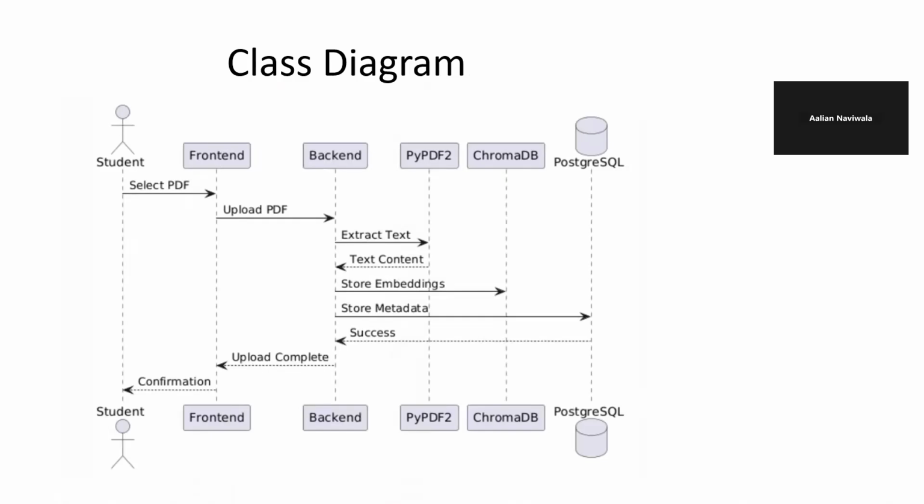Here we have the class diagram. The class diagram illustrates the main classes used in the application and the relationship between them. Examples include the user class, document class, quiz class, flashcard class, and AI service class. Together, these classes represent the core objects that manage user information, uploaded study documents, AI generated content, and progress tracking throughout the application.